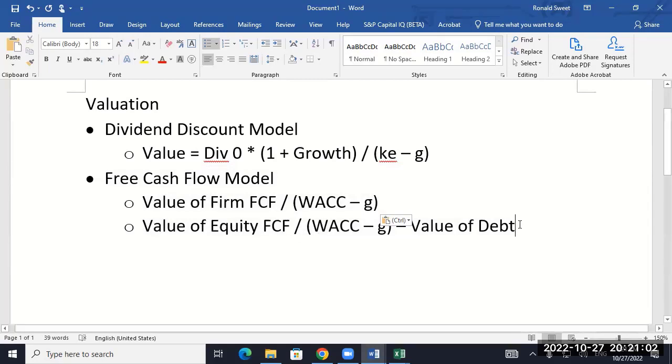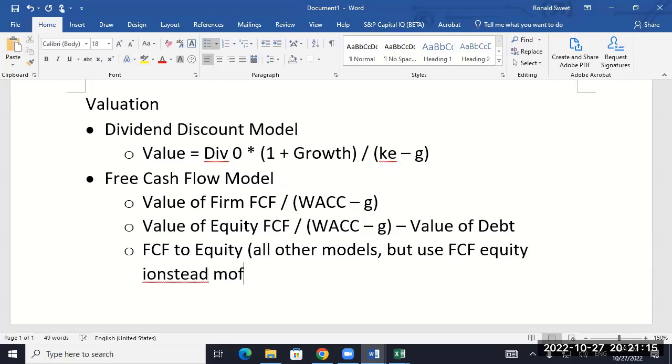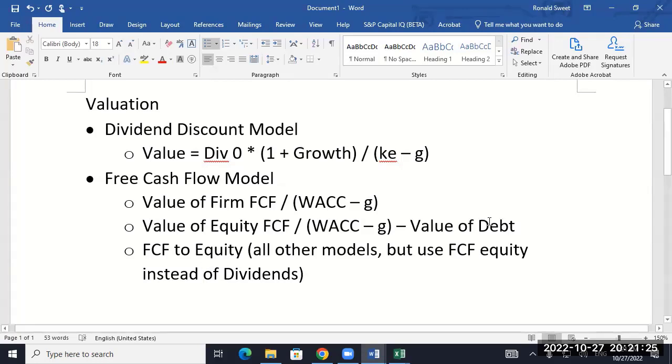But we can do the free cash flow to equity, which is all other models but use free cash flow to equity instead of dividends. So that essentially isn't a new model. You just change what your input is. Instead of using dividends, use free cash flow per share. But free cash flow to equity, what's the difference between free cash flow and free cash flow to equity?